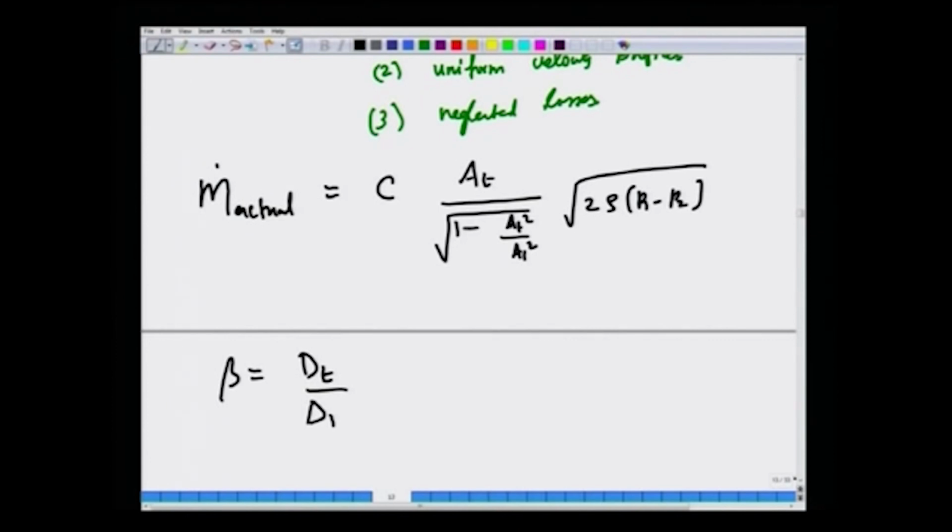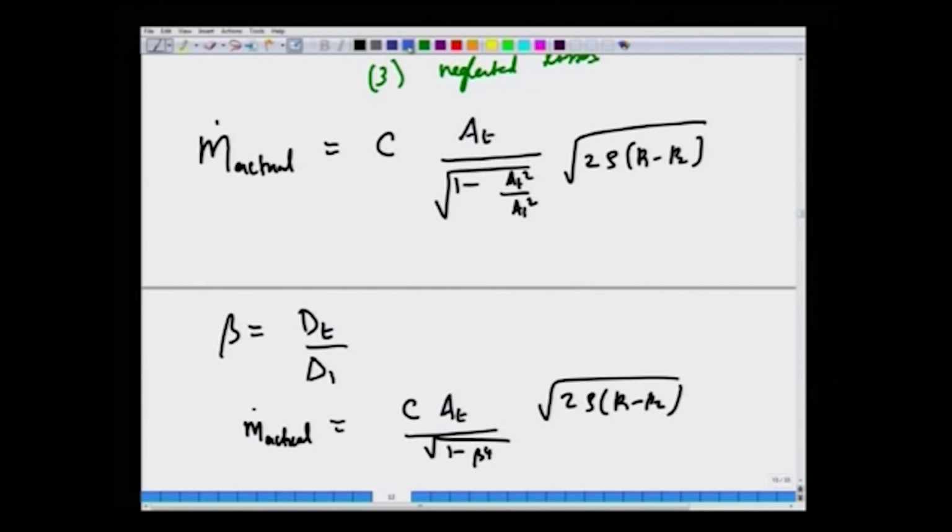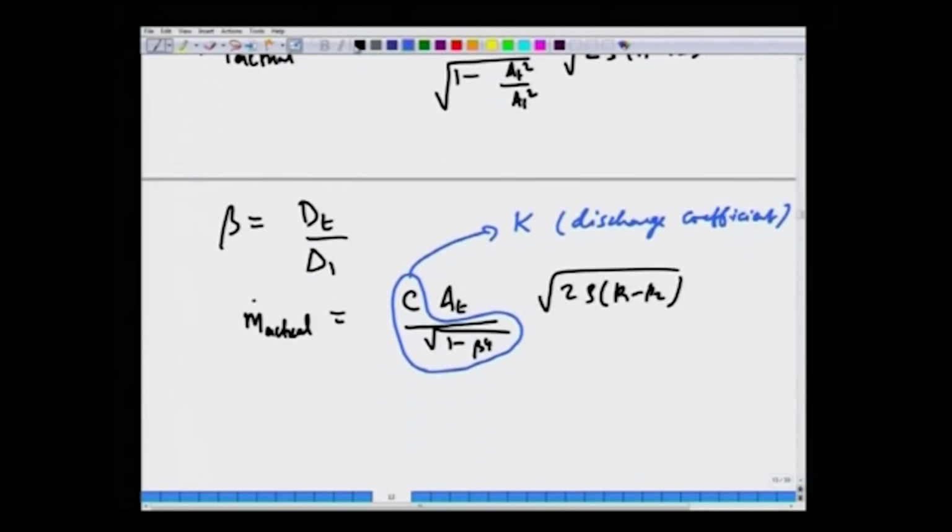So, if I do that, then the actual flow rate will be some C times A_t divided by square root of 1 minus beta to the 4, times square root of 2 rho (P1 minus P2). Now, this is called the discharge coefficient. It is completely non-dimensional. So, the actual mass flow rate becomes K A_t square root of 2 rho (P1 minus P2).